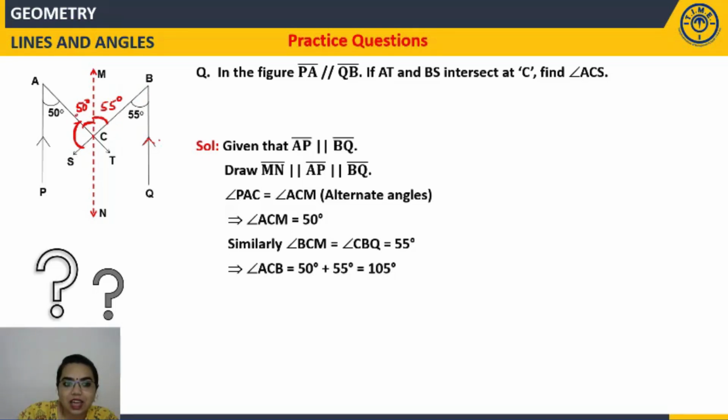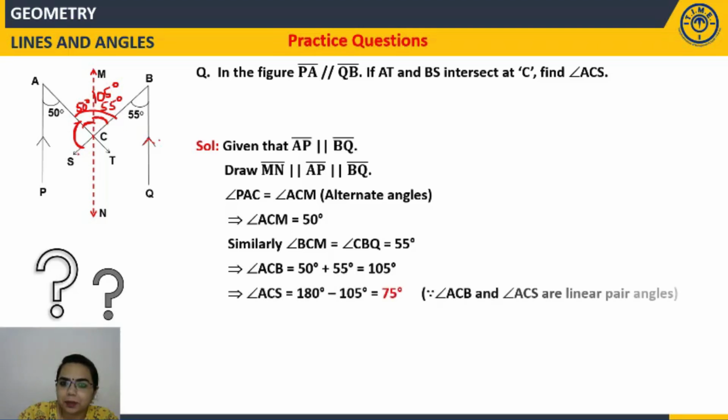You can see angle ACB is totally how much? It is 105 degrees. 50 degrees plus 55 degrees is 105 degrees. So out of 180 degrees, one part is 105 degrees. What is the other part? The other part will be equal to 75 degrees. That's it. That's how easy it is to solve this question, right?